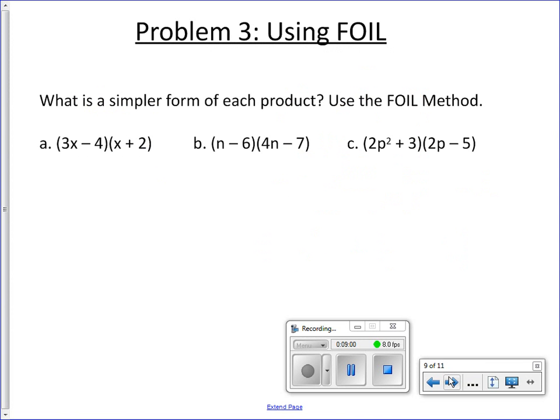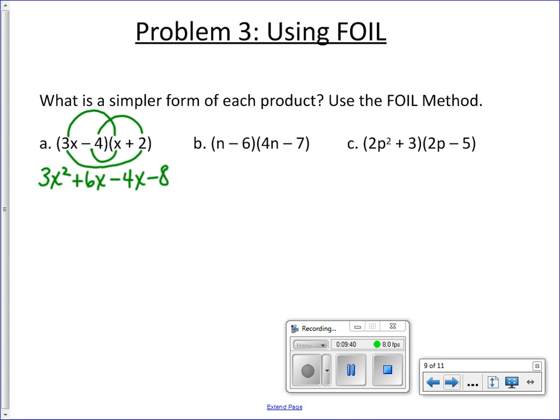All right, so problem 3, using FOIL, what is a simpler form of each product? And so we're going to talk through it using FOIL, and I'm also going to use the drawing as well. First of all, first terms, 3x and x multiplied together give 3x squared. Outer terms, 3x times 2 would be plus 6x. Inner terms, negative 4 times x is minus 4x. And last terms in the binomial, negative 4 times 2 is negative 8.